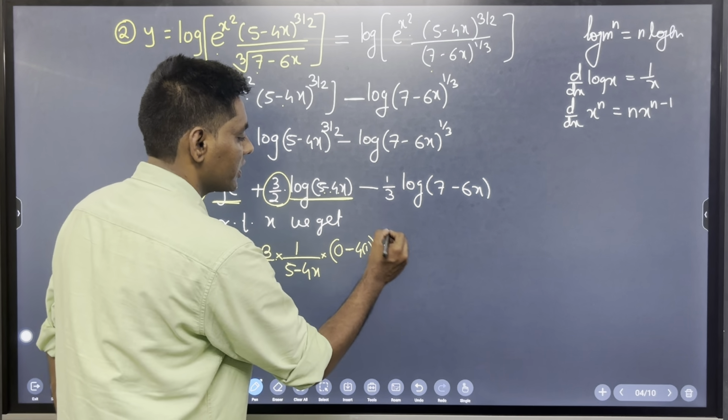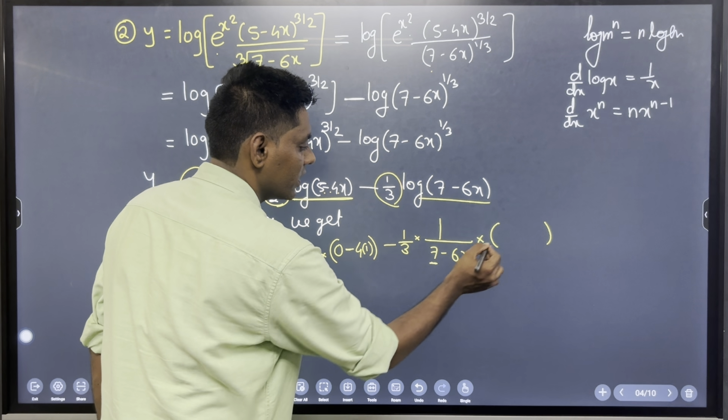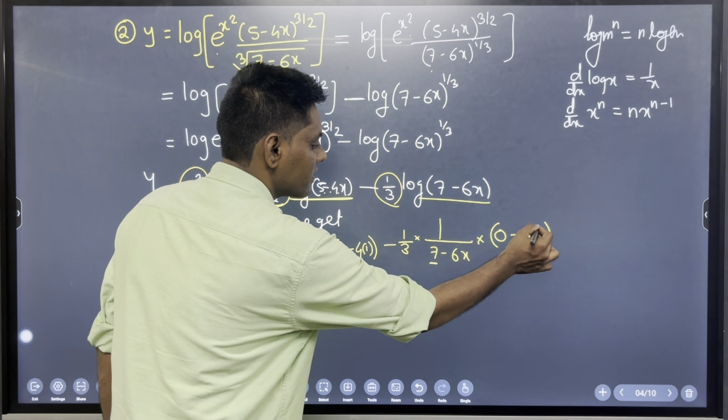Next, the minus sign is there. 1/3 is the constant, we write it as it is. Take the derivative of the log term. The derivative of log is 1 upon 7 minus 6x, and again take the derivative of that function. The derivative of 7 is 0, minus 6 as it is, and the derivative of x is 1. So the complete answer of this bracket is minus 6.